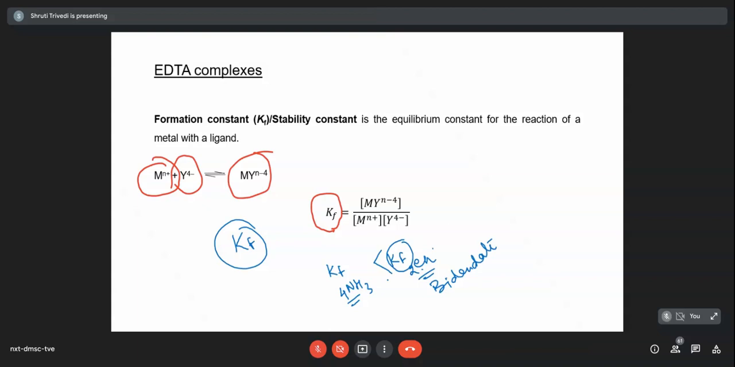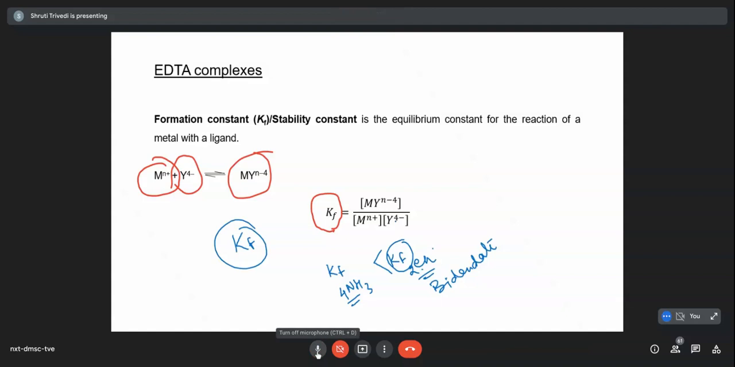So this is the equilibrium constant for the reaction of a metal with a ligand. Here is your metal ion Mn+, and I told you your ligand is in the Y4 negative form, which is going to react with your metal ion to form a metal-ligand complex. Here is your complex, and if you write the formation constant, this is nothing but the ratio of the concentration of the product, MY(n-4)+, divided by the individual concentrations of the reactant species, Mn+ times Y4 negative. Is it clear to everyone?